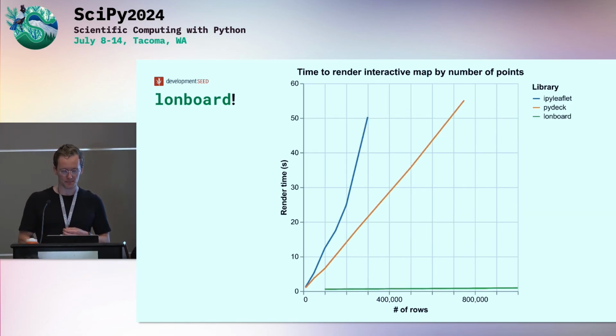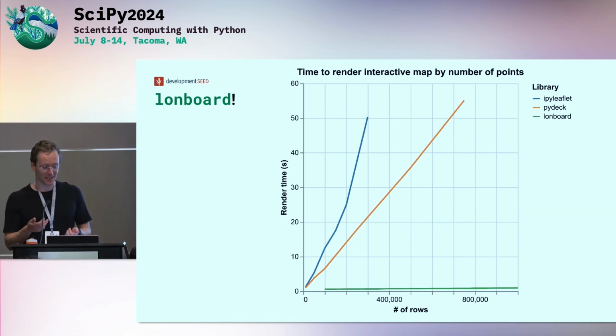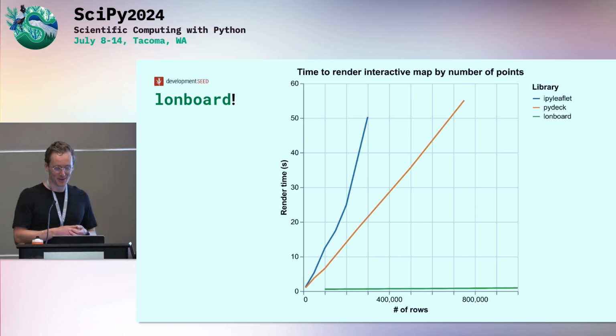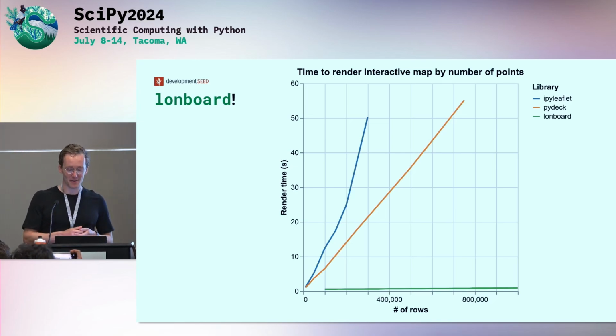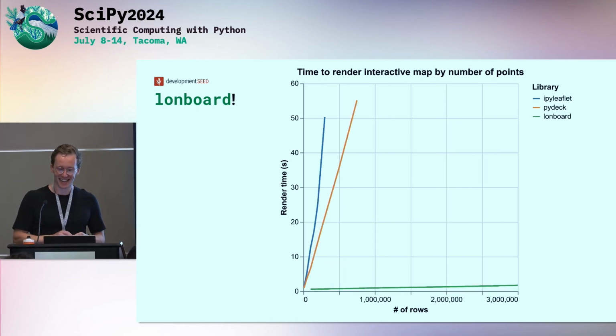Here's Lonboard. We had to make the line not black so that it wouldn't blend in with the axis. Lonboard is incredibly fast compared to IPyLeaflet and PyDeck. And believe it or not, it keeps going. That was cut off where IPyLeaflet and PyDeck failed and couldn't render any more data. But here, it's able to render 3 million points in about 2 seconds.